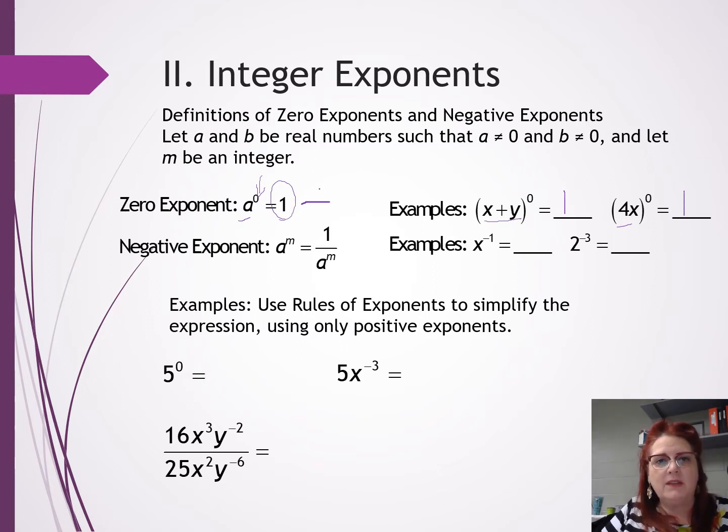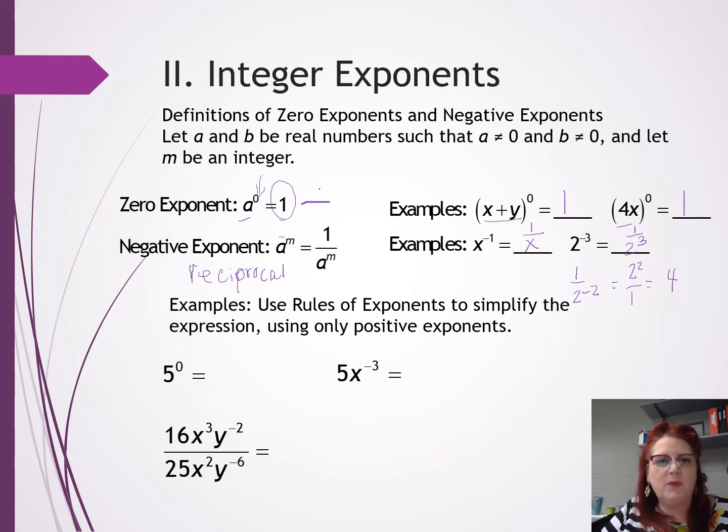The other thing is if you have a negative exponent, that means reciprocal. So whatever has a negative exponent, if it's in the numerator, it goes to the denominator. If it's in the denominator, it goes to the numerator. So x to the negative 1 becomes 1 over x. 2 to the negative 3 becomes 1 over 2 cubed. And if I had 2 to the negative 2, I would make that 2 squared over 1, which would be 4. That's just another side note.